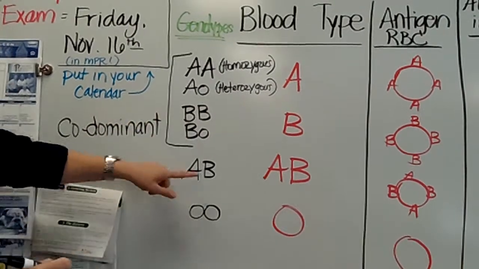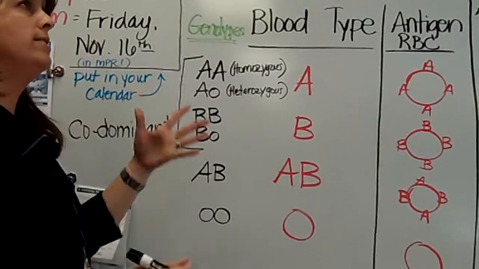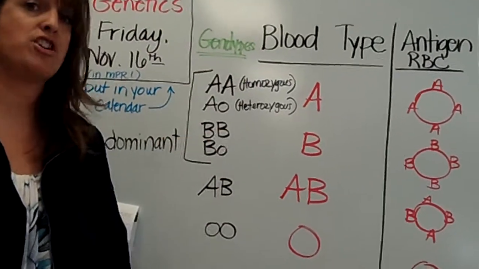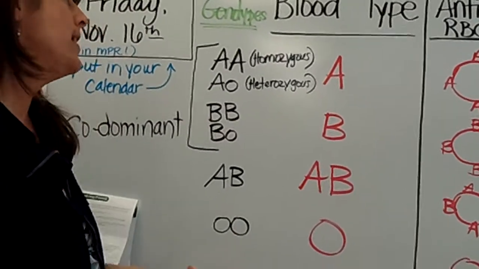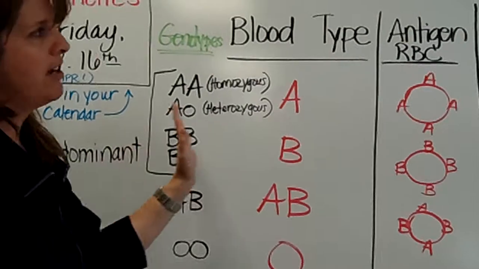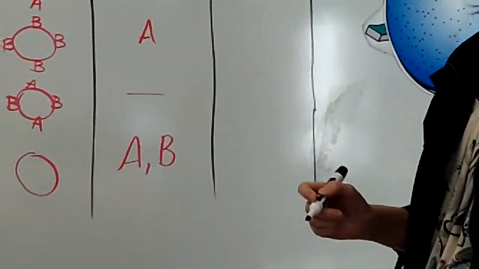If you get an A and a B, they share dominancy. One isn't stronger than the other. You just get both A's and B's on your red blood cells. All right, so let's go back over here to who you can receive blood from.